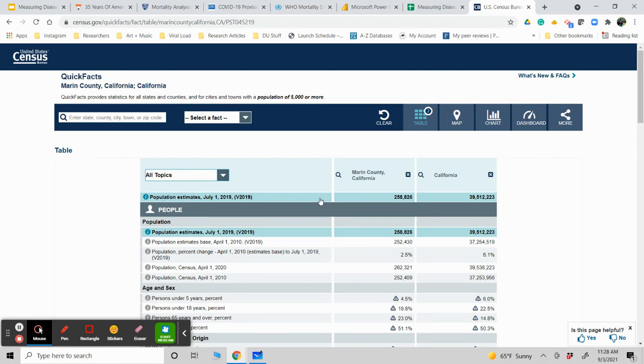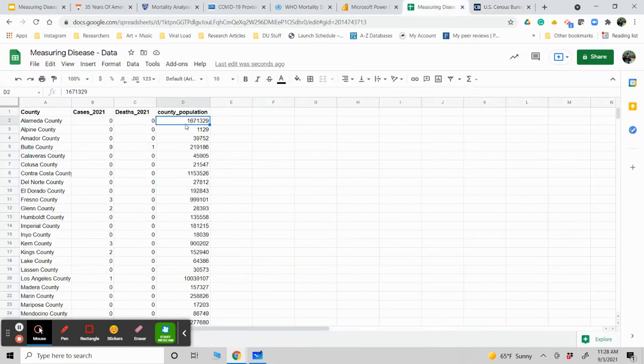And we can see the estimate around 258,000. So again, these are just estimates. There's no way to know with 100% certainty how many people exactly live in Marin County and how that changes over time. So let's just use an estimate that the US Census gives us, so 258,000, and we can do this for each county. So I went ahead and put this information into this sheet to show you how we can use this information to start putting together a data set.